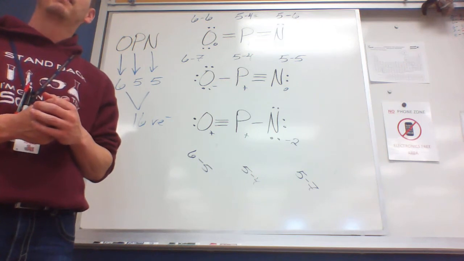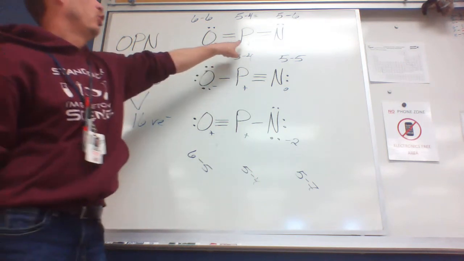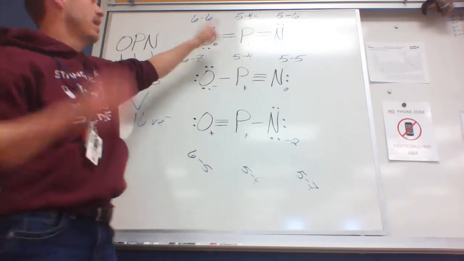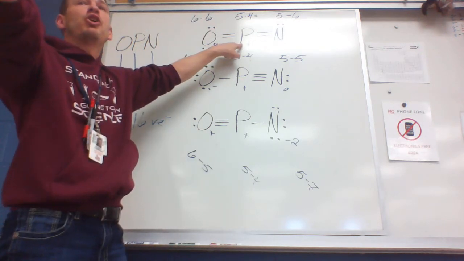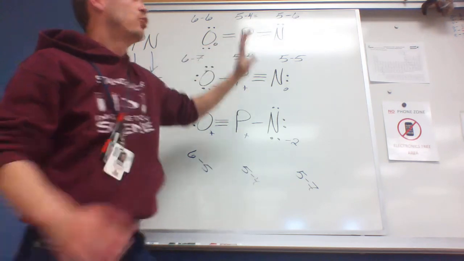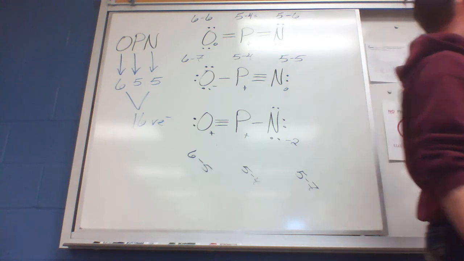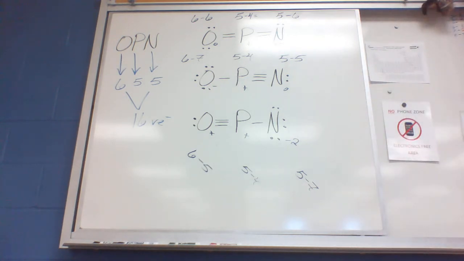What shape is he? Linear? Bent? Look at the central atom, and we can use any of the resonance structures. How many electron areas, or densities, does he have? 2. So right away, there's only one shape that has 2 electron densities. So what type of shape is he? Linear. And what's his angle? 180. 180, all right.